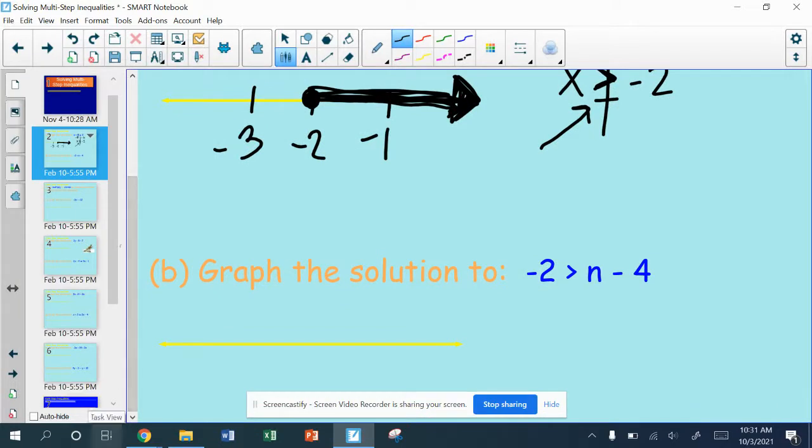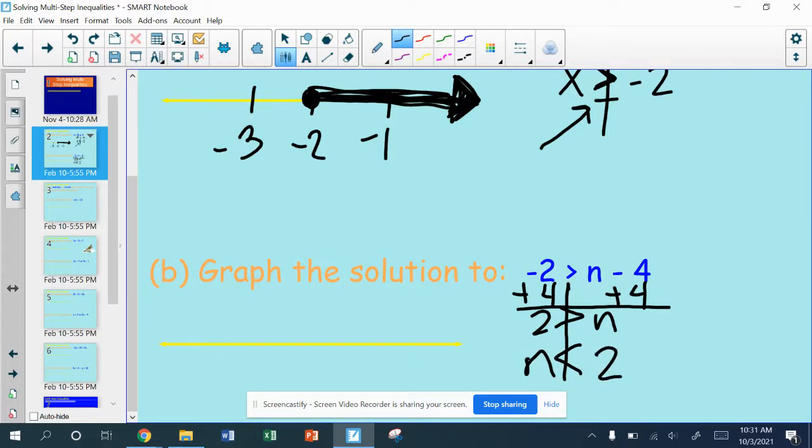Then for number 2, I need to get the n by itself, so I would add 4. So I have that 2 is greater than n. My issue here is that I really want the variable first. When we were taking care of equations, I even said, I don't care, leave it just like that. But when we're going to be graphing, it really is beneficial if we have the variable first. So instead of 2 is greater than n, I would want to flip this whole thing around. See how that alligator's like trying to eat the 2. When I do this, I'm going to get that n is less than 2. The alligator's still trying to eat the 2.